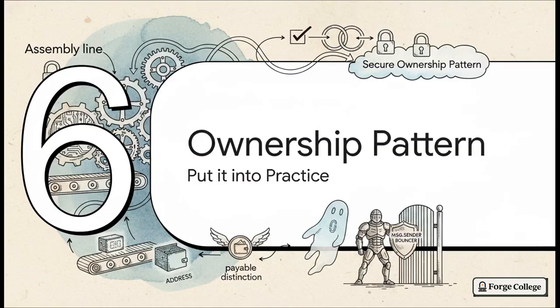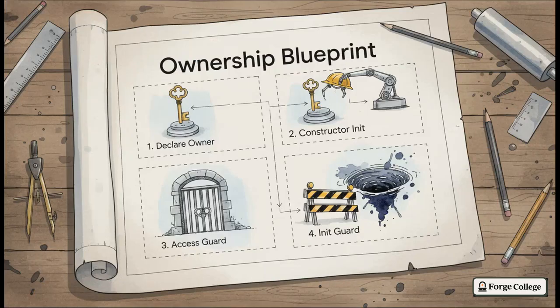Section 6. Building the ownership pattern. Putting it into practice. All right, let's head to the assembly line and put everything we've learned today into practice. Here is a classic ownership pattern snippet you are going to see absolutely everywhere. First, we declare a state variable, address public owner. Next, inside the constructor, which, remember, only runs once upon deployment, we assign owner = msg.sender. Boom, the deployer is now the boss.